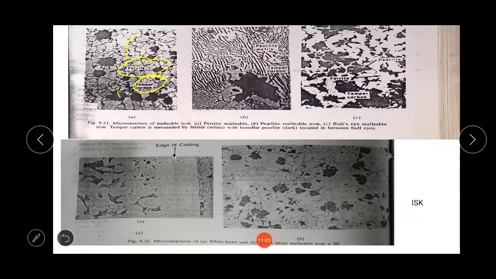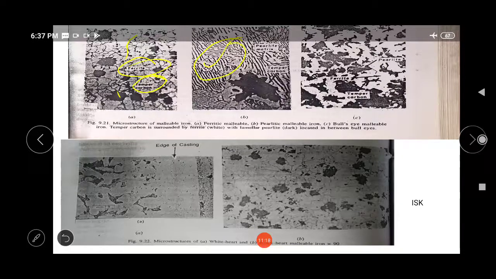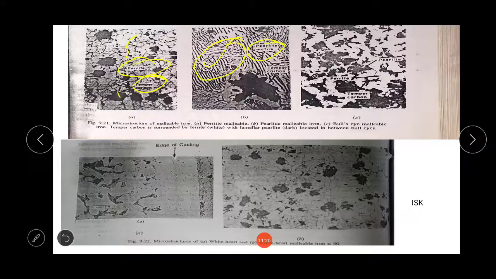Next we learn about pearlitic malleable cast iron and its microstructure. This is the microstructure of pearlitic malleable cast iron, and this is the pearlitic region, and this is temper carbon, which is present in the pearlitic malleable cast iron.